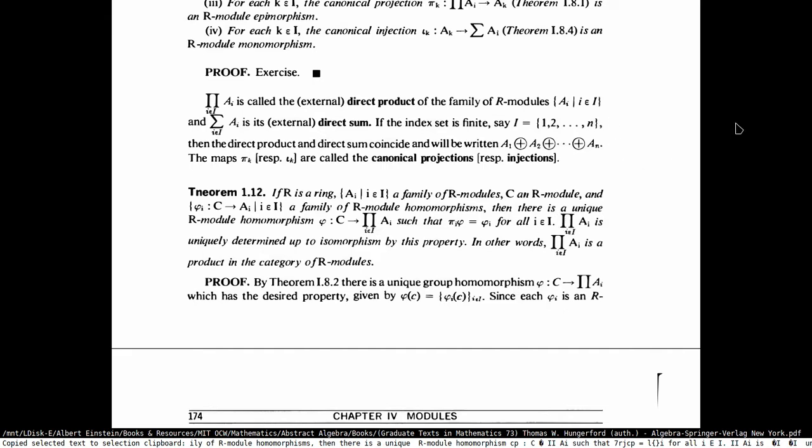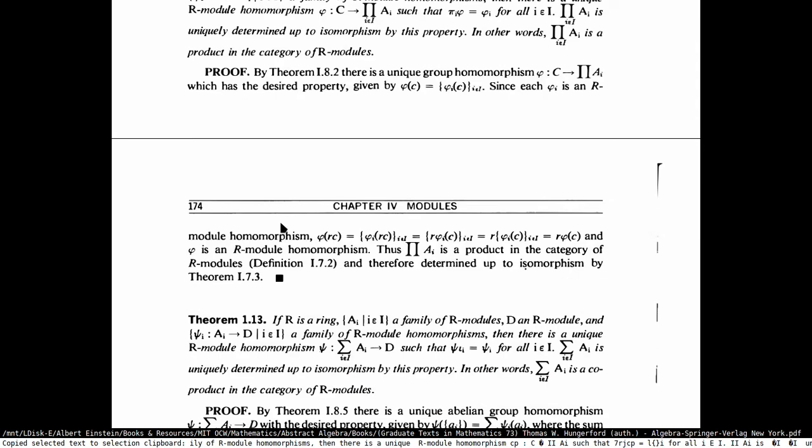So your product is uniquely determined up to isomorphism by this property. And this direct product is the product in the category of R modules. We're going to see the category of R modules, and this product is how we're going to define the product among the objects and morphisms in the category.